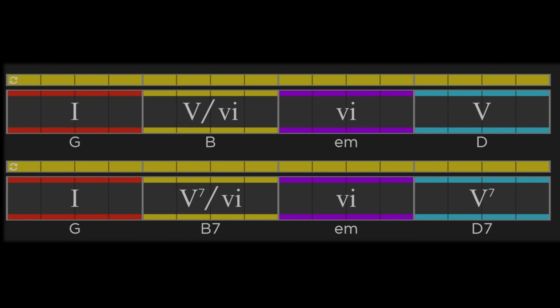Using the 5 of 6 to 6 chord change is one of the most common uses of the secondary dominant in popular music. Let's use that in a chord progression, first without dominant 7th chords, and then with dominant 7ths.